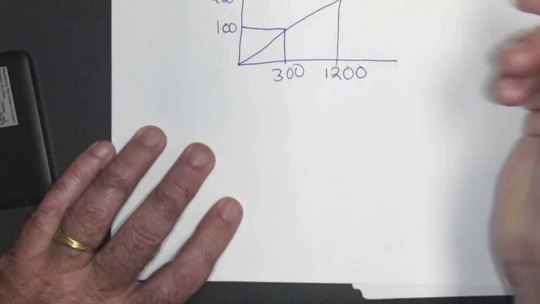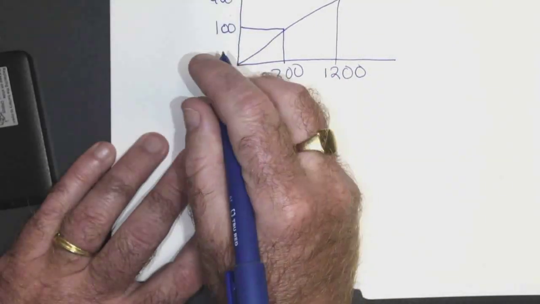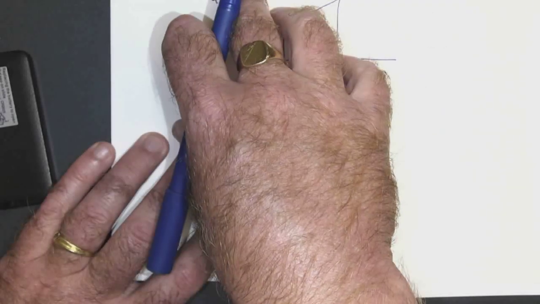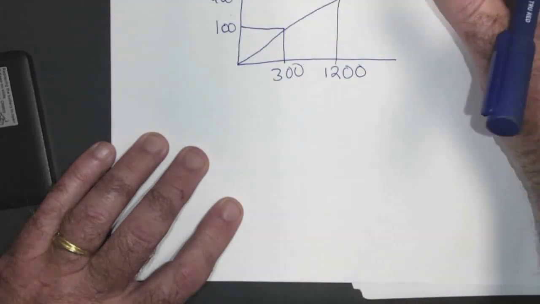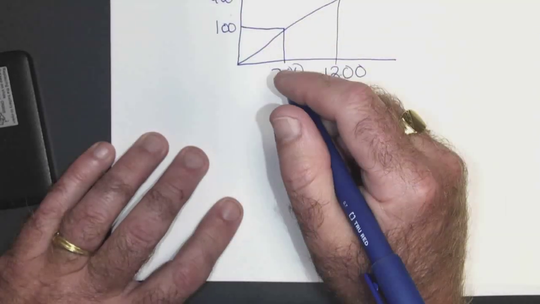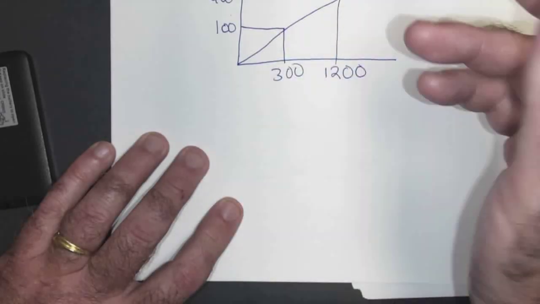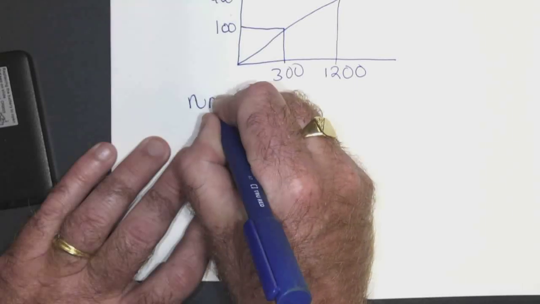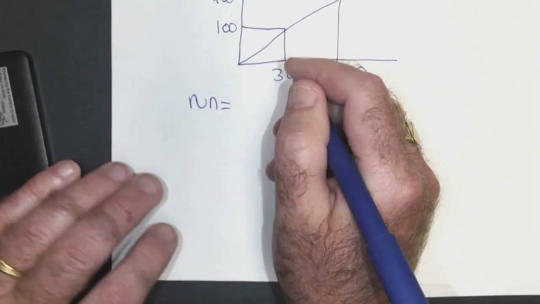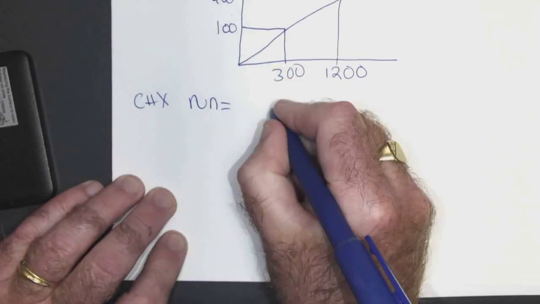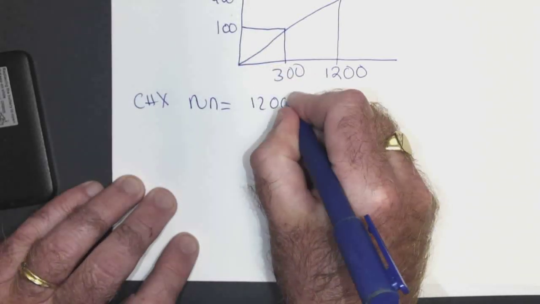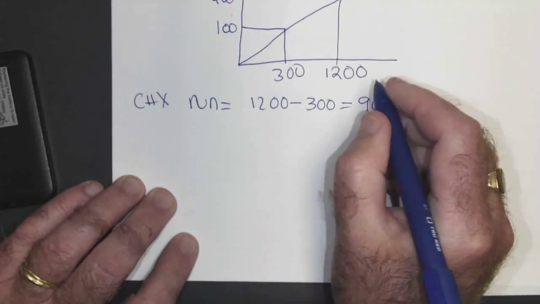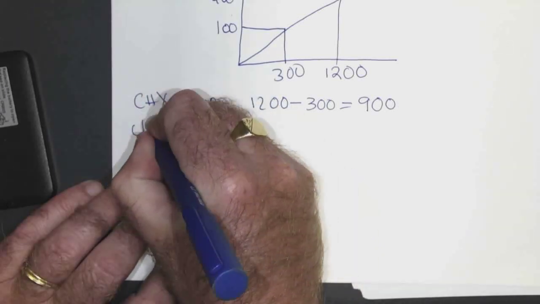These are coordinates. My line should be straight, but it's not. In the real world, the government would want to figure out the slope because they want to know, if we give this group money, how much will they spend? The idea is you want people to spend as much as possible when the government gives them money during the COVID period. So the run, or the change in x, is 1,200 minus 300, which is equal to 900. The rise is the change in y.